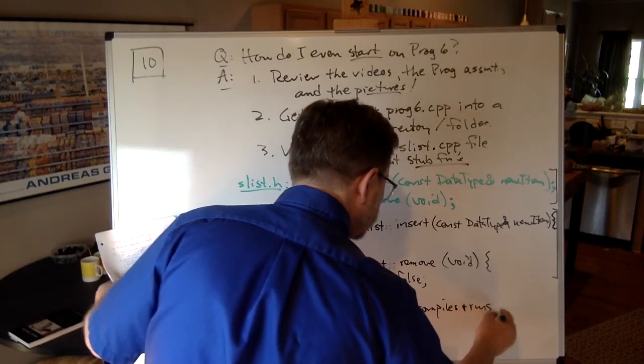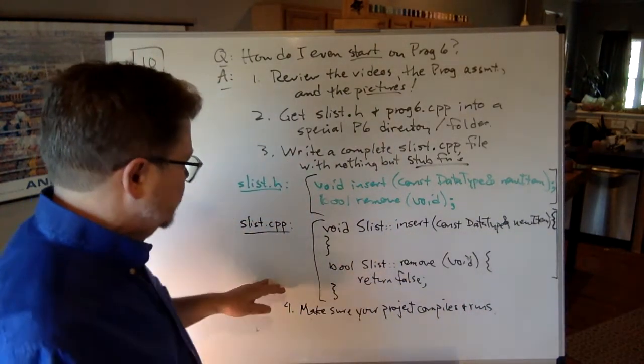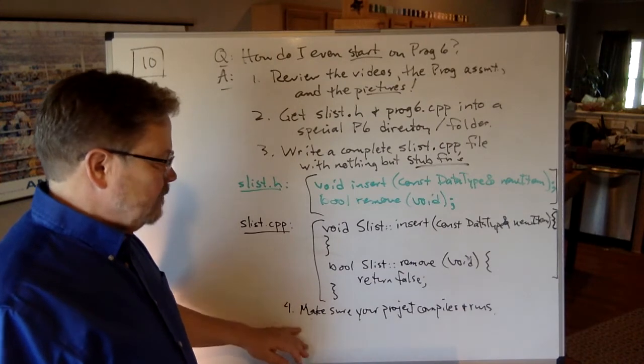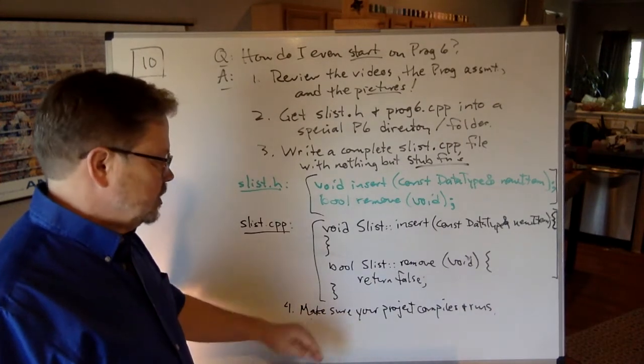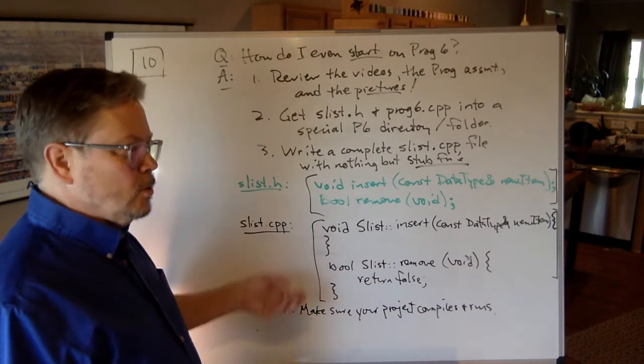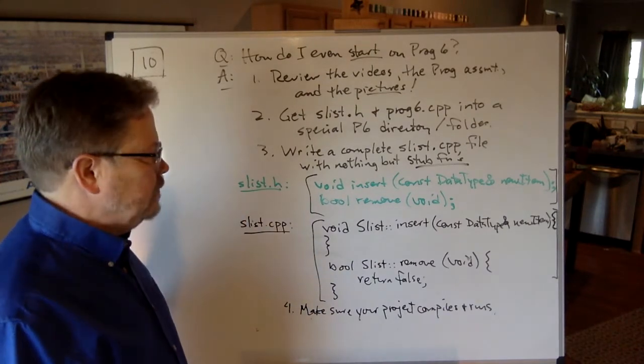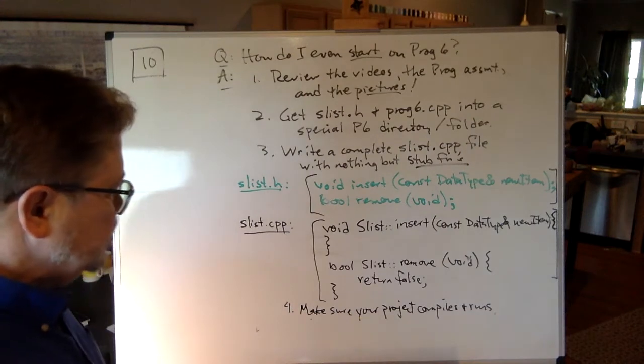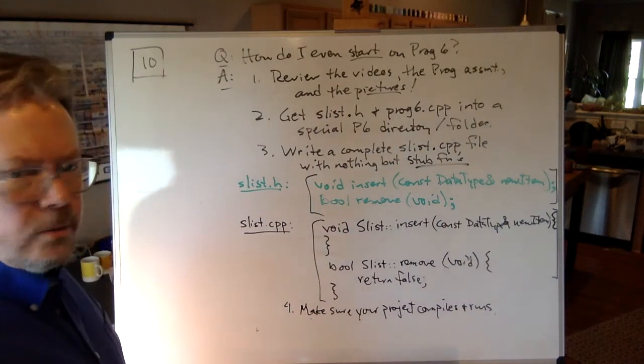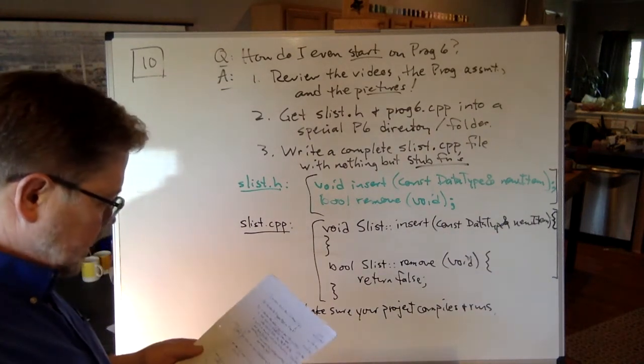Now, if it's nothing but stub functions at this point, that's all we've done so far, is write stub functions. It might very well compile and link and run. And project just means now it's gone beyond program. A project is where we've got several files. And we do. We've got the main program file. We've got the linked list implementation class. Make sure that that compiles and runs on your system. Now you're ready to go back in.